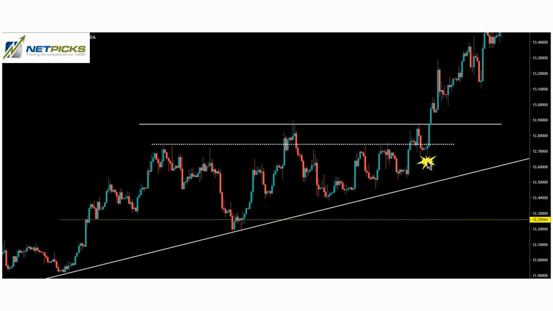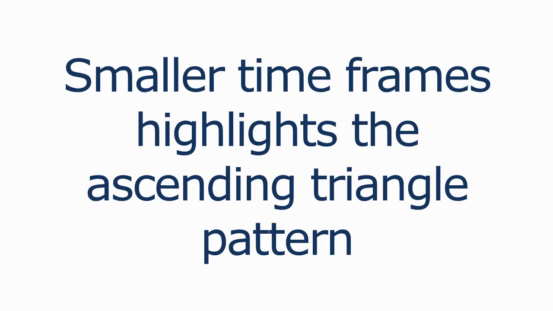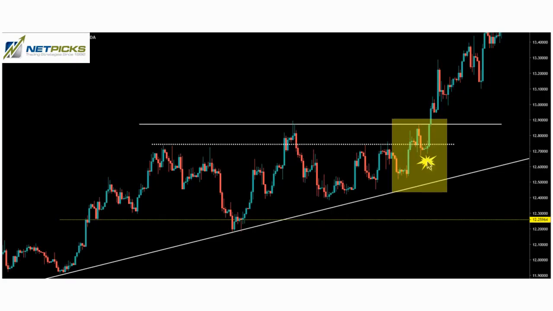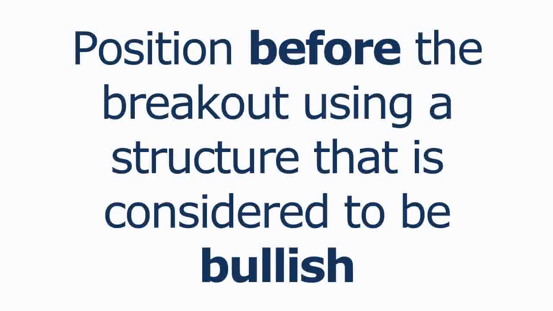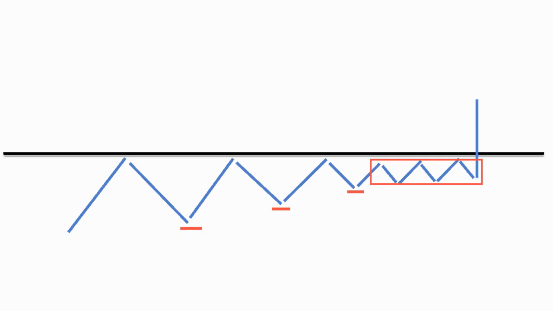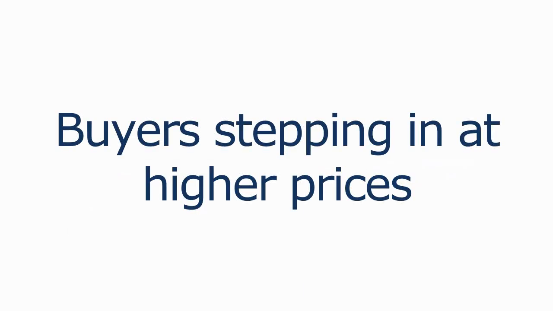Price forms a bigger picture range. The smaller time frames highlight the ascending triangle pattern. We have basing under resistance, which is bullish. Traders enter their position in the basing zone. So what we've done is we've positioned ourselves before the breakout using a structure that's considered to be bullish. A more idealized pattern for the range, the ascending triangle, and the basing is in this graphic here.